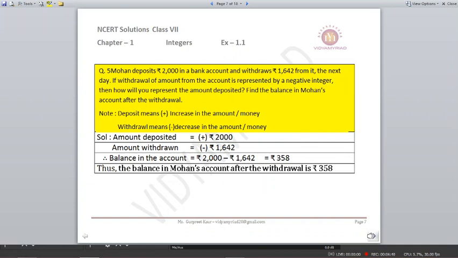So what is the balance left in the account? 2000 deposit, 1642 withdrawn. So the balance left is 358 rupees after the withdrawal.